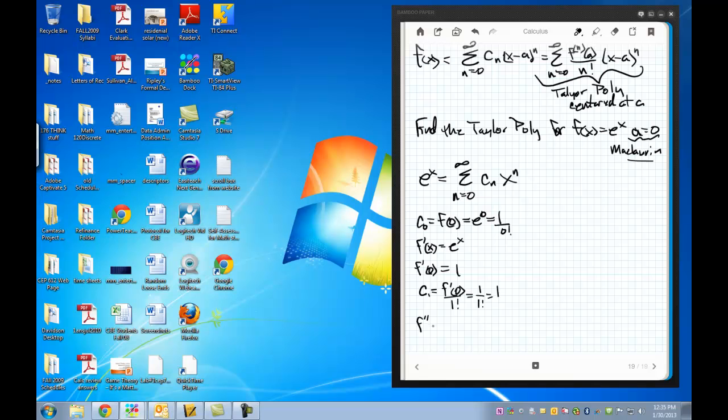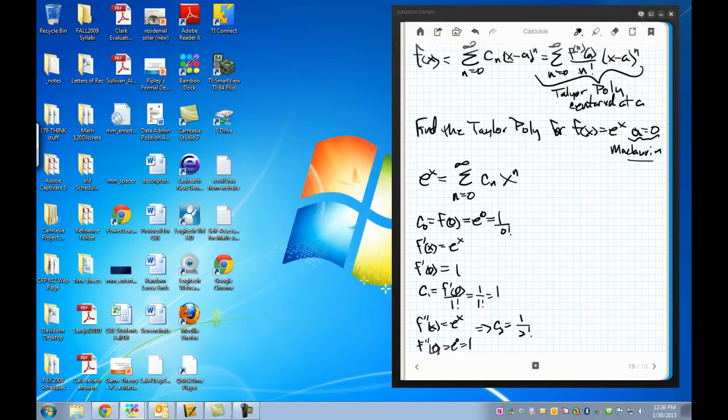We're going to need the second derivative, because that's the nth derivative, and when n equals 2, I'm going to need that second derivative. Watch what happens. The second derivative, thank God, is e to the x. So f double prime at 0 is e to the 0, or 1. So this implies that c sub 2 is equal to, you ready? It's 1 divided by 2 factorial.